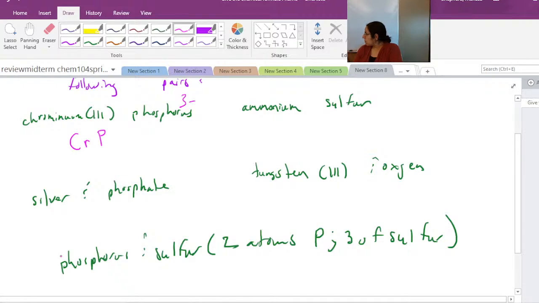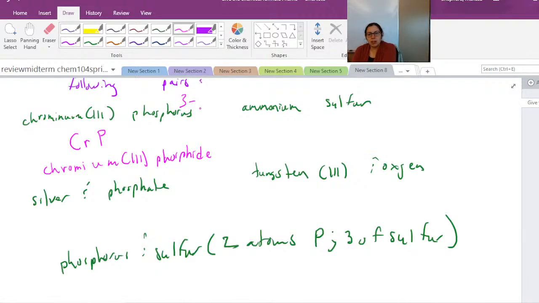And then how do we name this properly? So chromium 3 phosphide. Chromium 3 phosphide. So again, don't forget your group 5: nitride, phosphide, arsenide. Those can come up, and they're just in their 3- oxidation state, so don't let them trick you or intimidate you. All right, what about ammonium and sulfur?